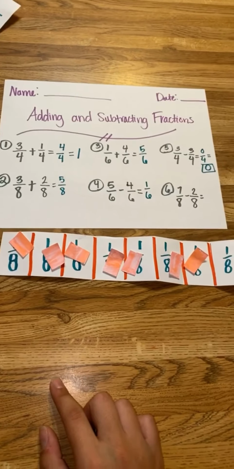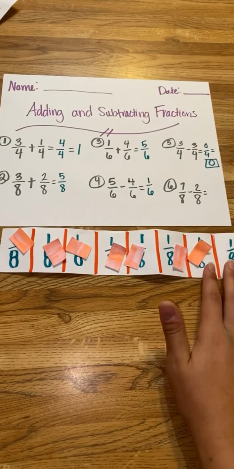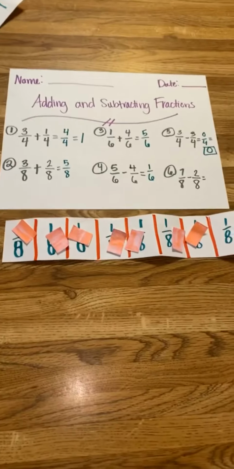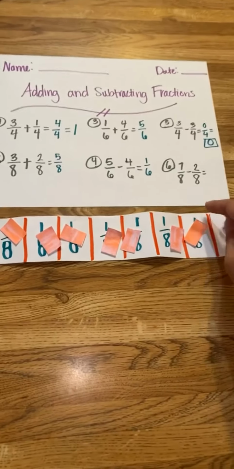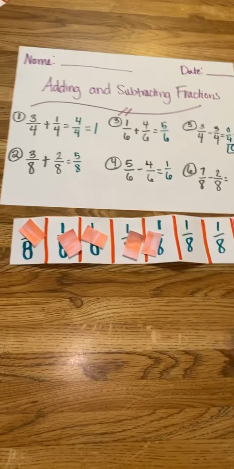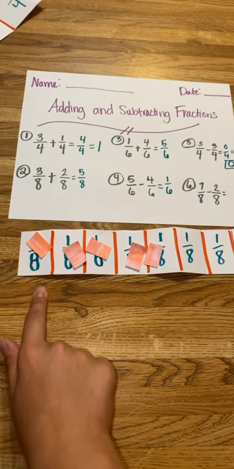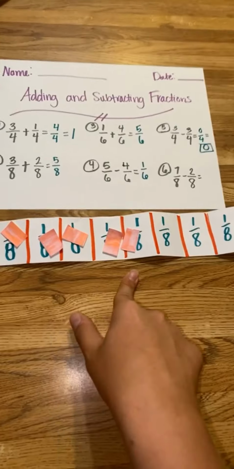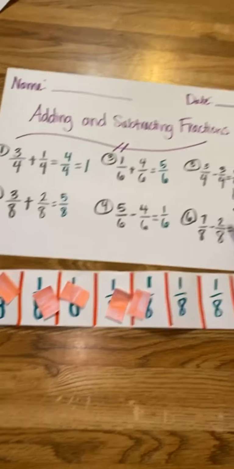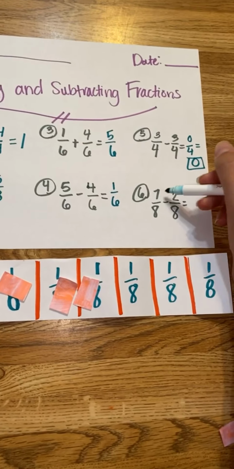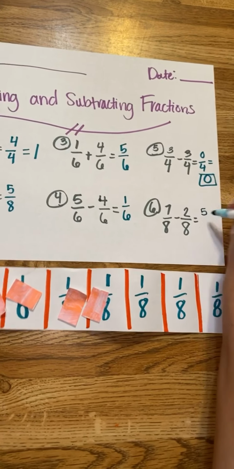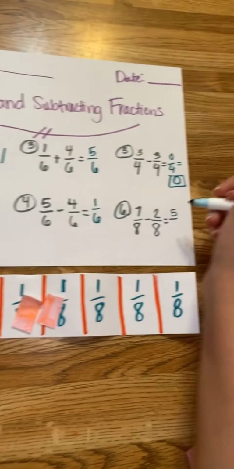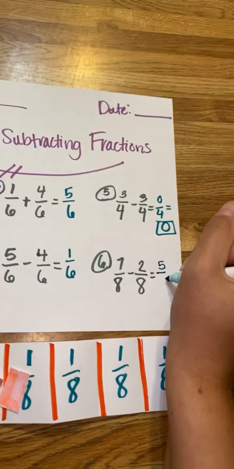So in problem 6, we have our 7/8 pieces, and we're going to be taking away 2/8 of those. So take away 1, 2, and then your students will count how many 1/8 pieces they have left, which is 1, 2, 3, 4, 5 1/8 pieces. So that is 5/8. And then again at the top, 7 minus 2 is 5 over our same denominator, which is going to be 8.